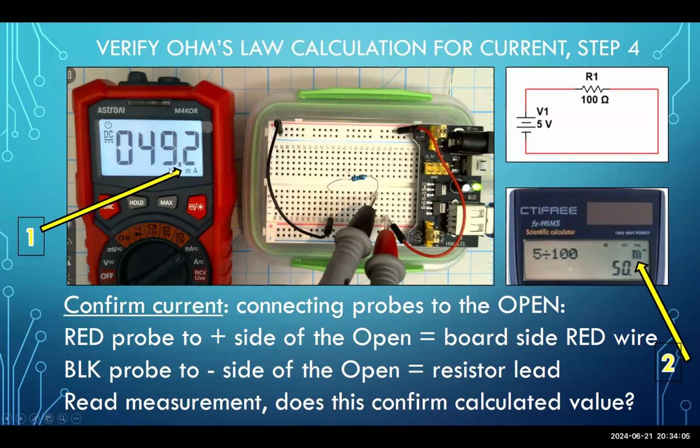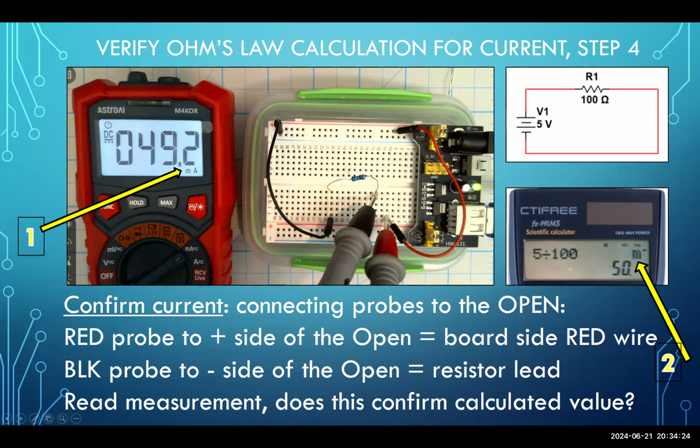Why is it not exactly 50? You're not going to get exact because the power supply is not exactly 5 volts and the resistance is not exactly 100 ohms. So as long as you have something that's close, and 49.2 is pretty close to 50, we're within the realm of acceptability. Okay, be happy.